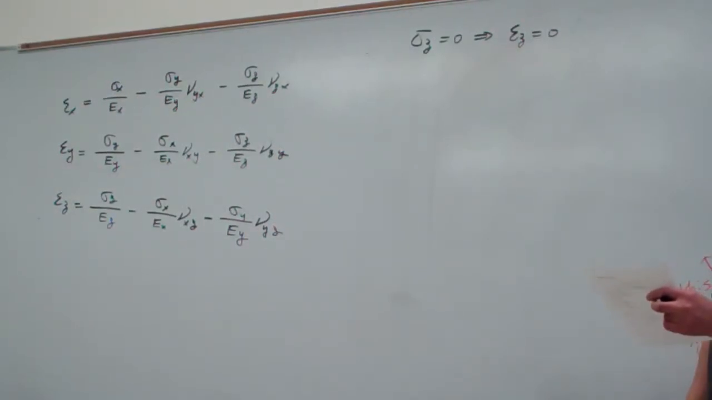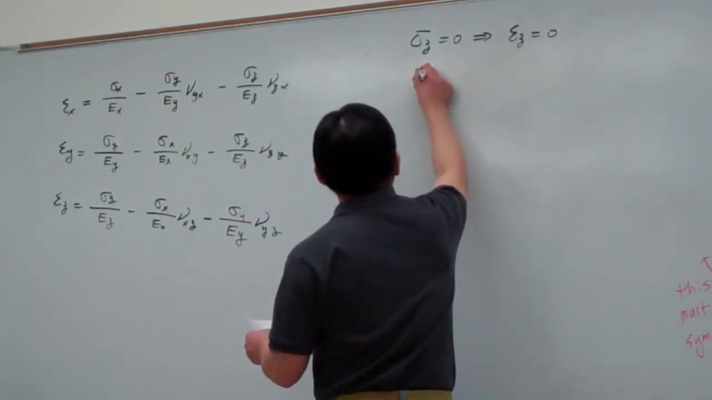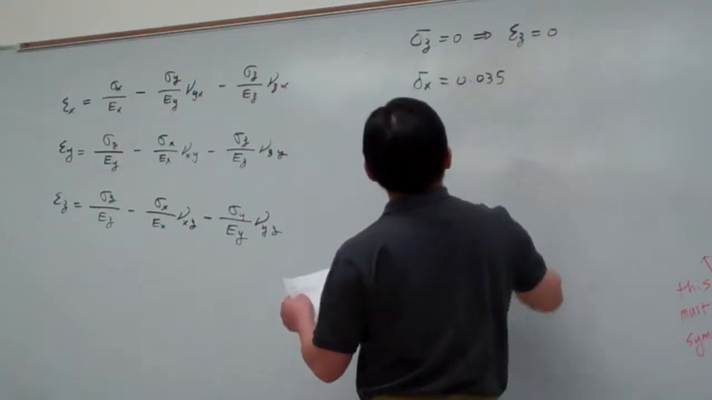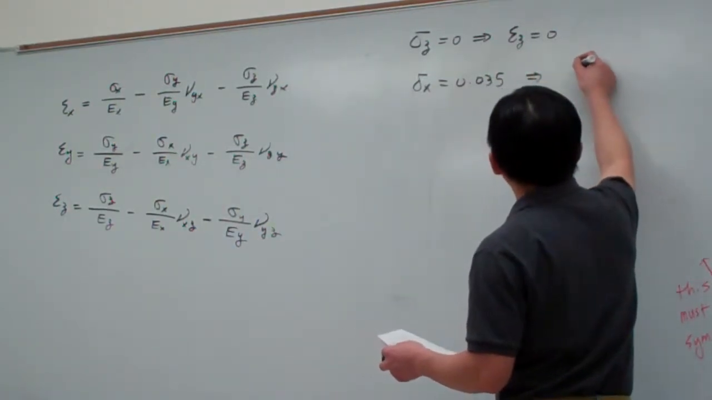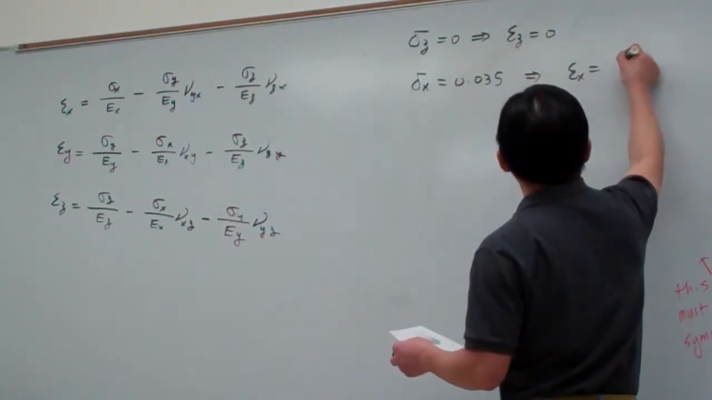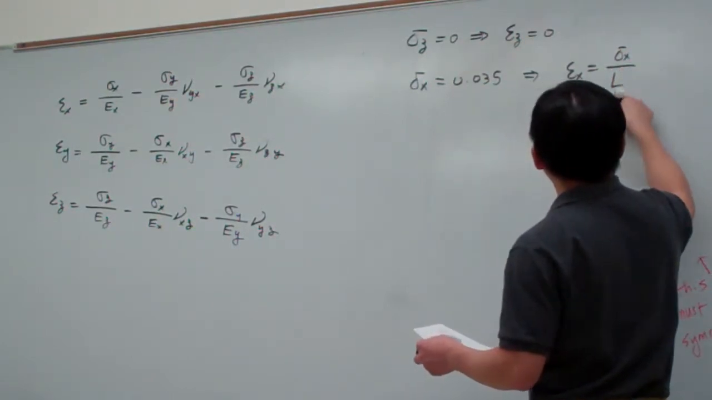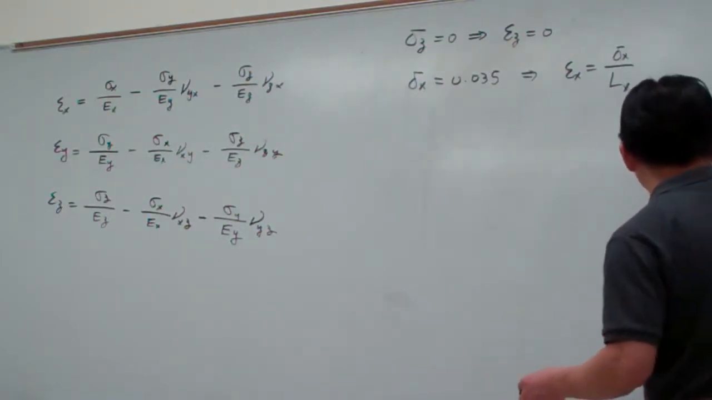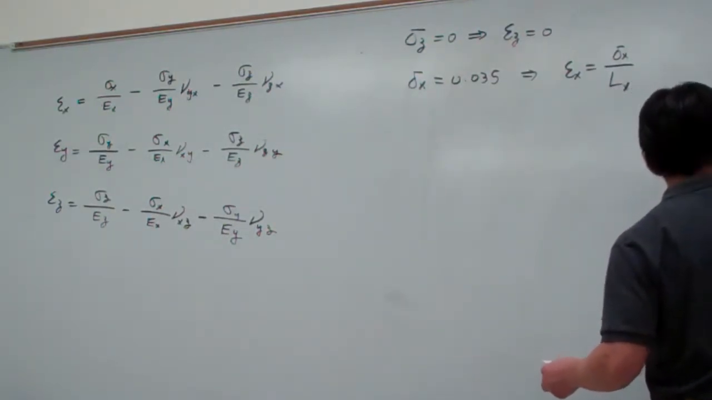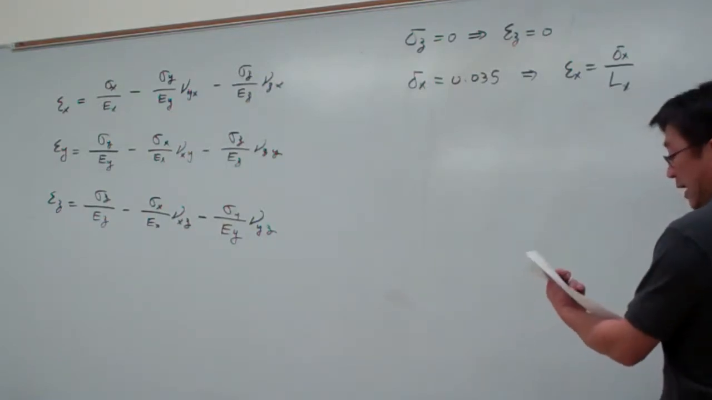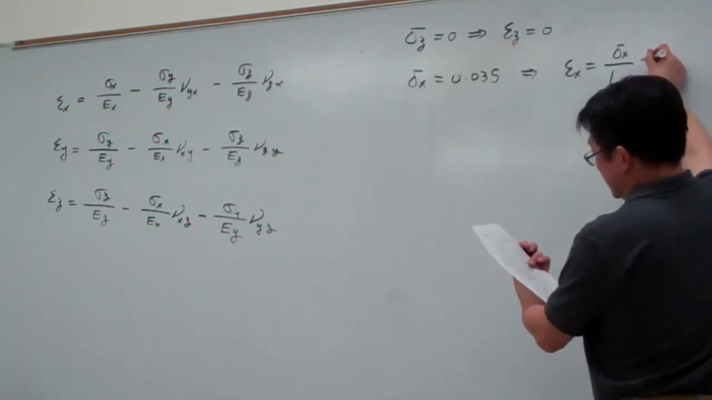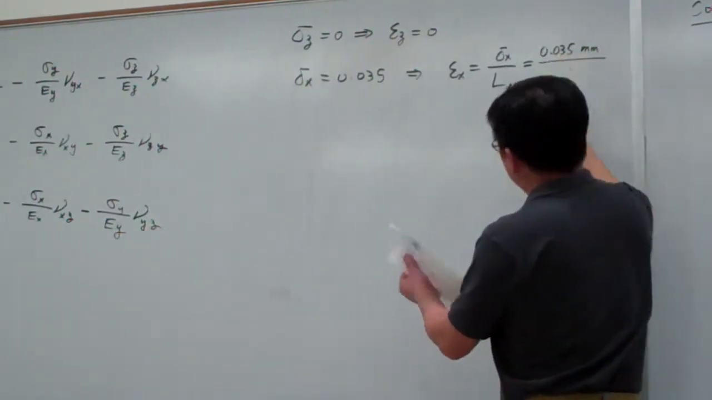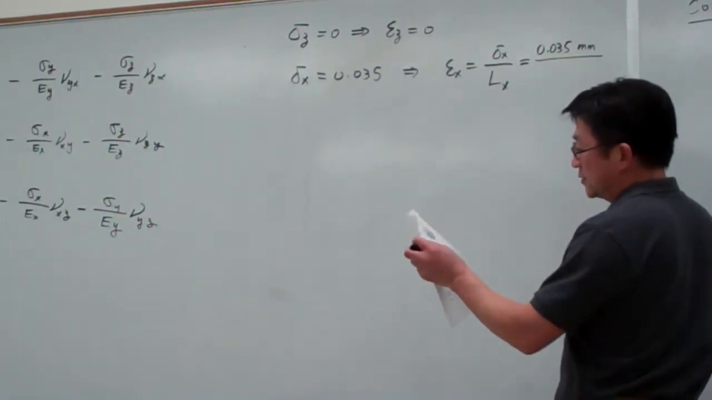And elongation in the x direction, that means delta x equal to 0.035. So the strain in the x direction will be delta x divided by the dimension in x, let me call it Lx. So that would be equal to 0.035 millimeters divided by the dimension in the x direction.